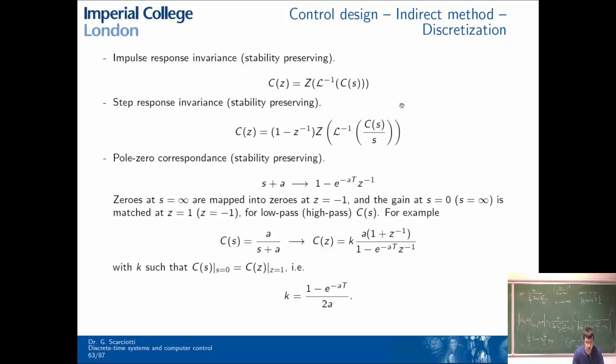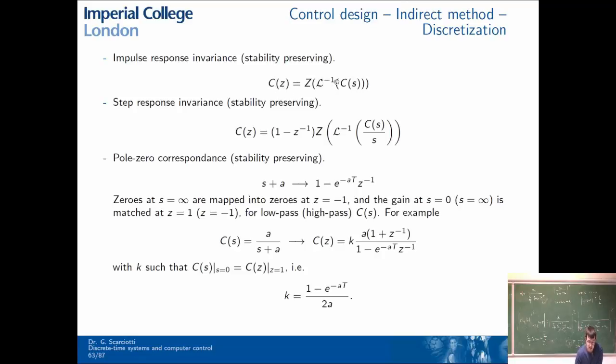Now let's go on to other discretization algorithms. These are basically simpler than the ones that we saw up to this point. So one simple algorithm is the impulse response invariance. So the idea is simple. We have the continuous time Laplace transform of the controller, and then we compute the inverse Laplace transform, and this way we compute the impulse response of the controller, and then we compute the Z transform of the impulse response, and we obtain the discretized controller, okay?